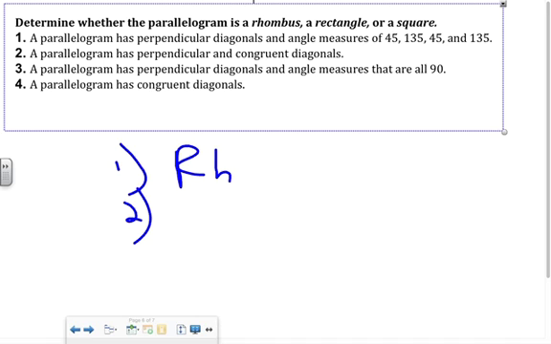Number 2, a parallelogram has perpendicular and congruent diagonals. So let's go down the list. Can it be a rhombus? Look back at the diagonals are perpendicular in a rhombus. So yes, it can be a rhombus. Can it be a rectangle? Yes, the diagonals of a rectangle are congruent. And then by default, if it's a rhombus and a rectangle, then it's also going to be a square.